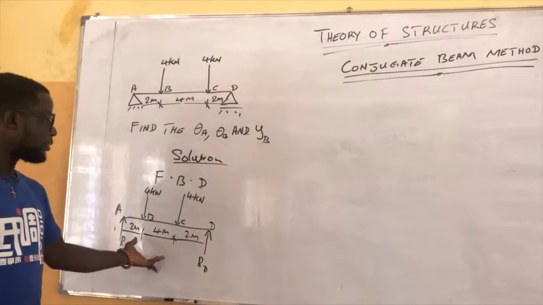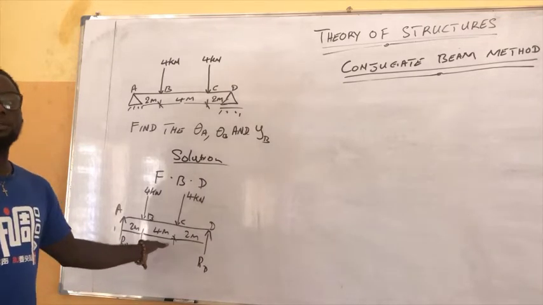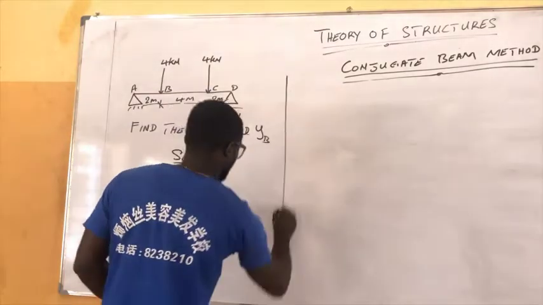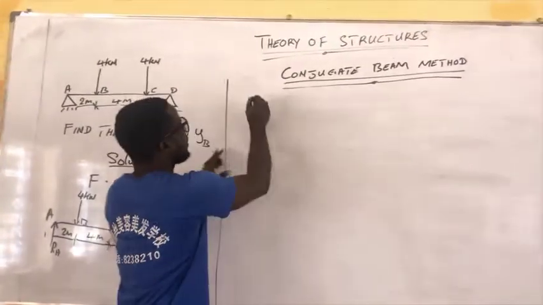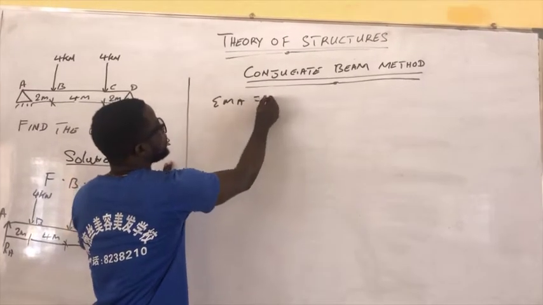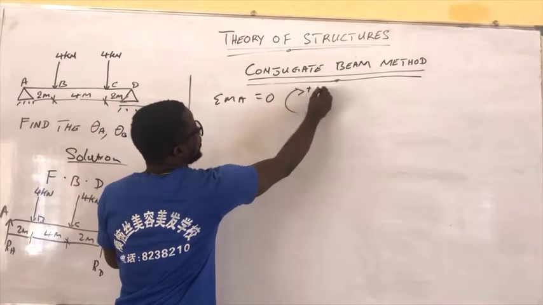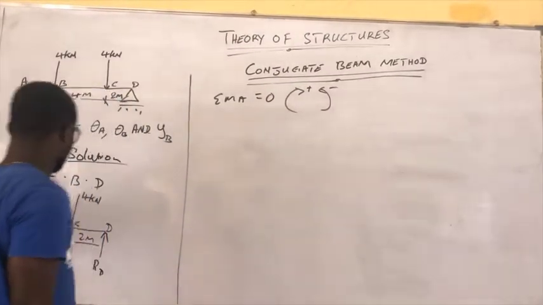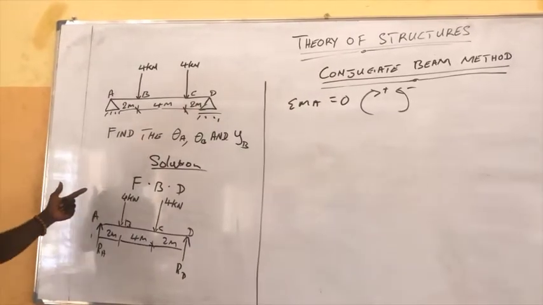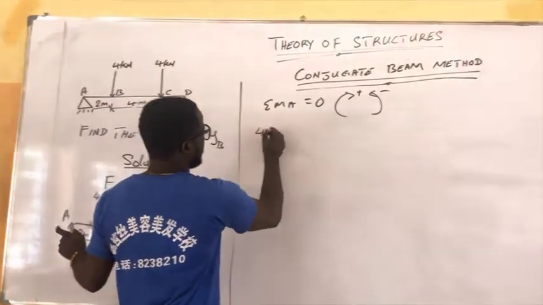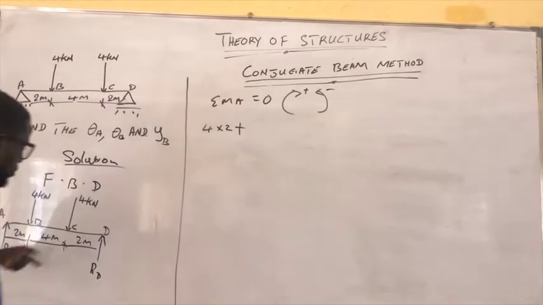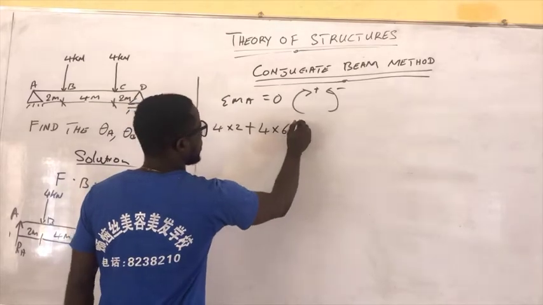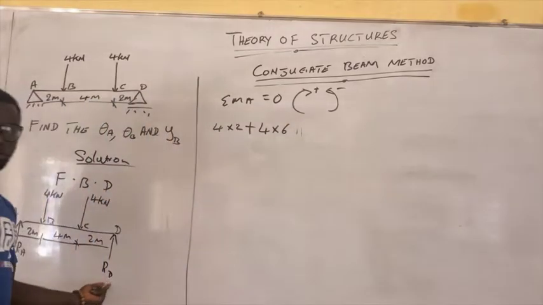We draw the free body diagram. Then from the free body diagram, we will calculate the support reactions. We will take summation of moments at A equals 0. Clockwise is going to be a positive moment, also clockwise, then this will go negative.